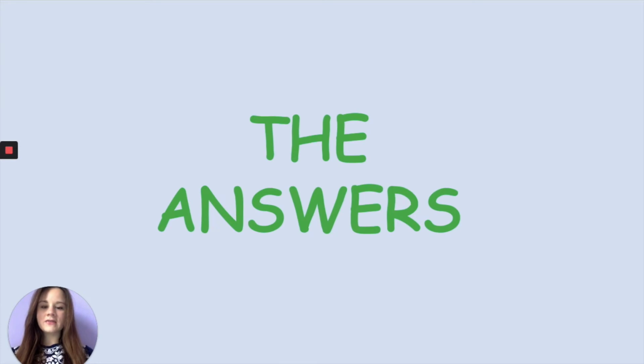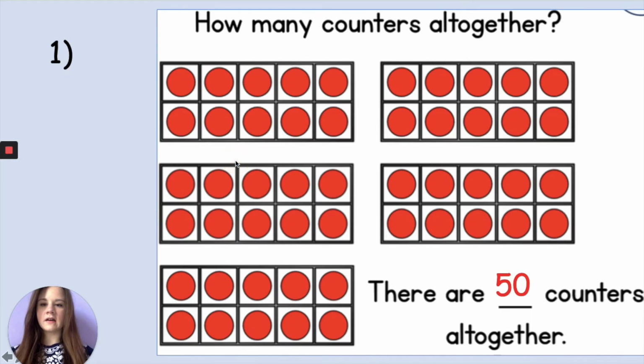And well done, you finished your quiz. Now just quickly check over your answers before you have a look at what the correct answers are. Okay, the answers are, question number 1, there are 50 counters.